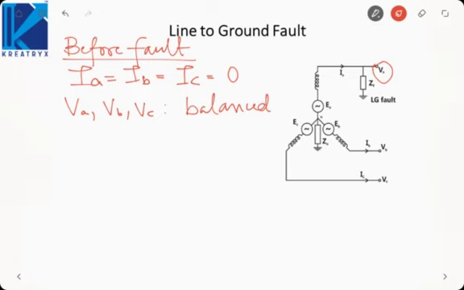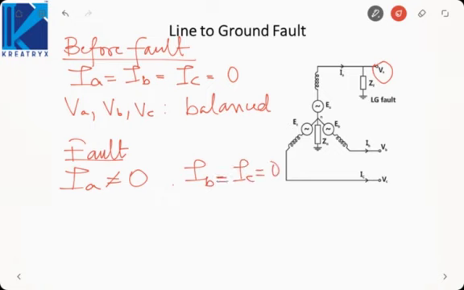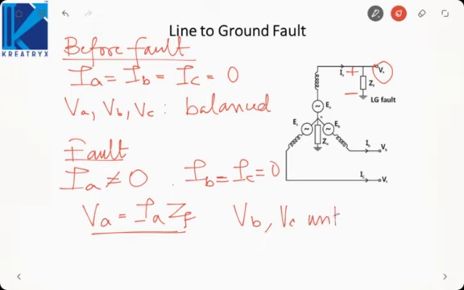Now once the fault occurs, what will happen? IA will be non-zero as current will be flowing into the fault, but IB and IC will still remain 0 because no load is connected at B and C phase. And VA will become equal to IA into ZF. Just by KVL I am writing, here current IA is going into the fault, so the voltage will be IA into ZF. Okay, and VB and VC will be unknown.